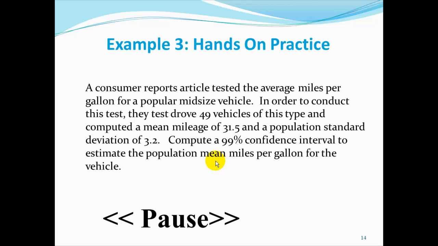Now let's get some hands-on practice. You should begin by reading this scenario on this slide, determining whether we have a large sample case, whether our sigma value is known, and only if needed, whether our population is normally distributed. We only need to know about the population being normally distributed if we have a small sample case. You should pause the video at this time and try to complete this problem.